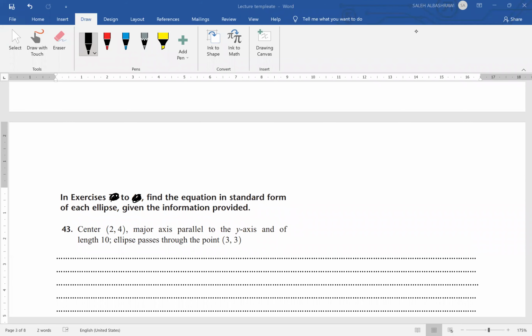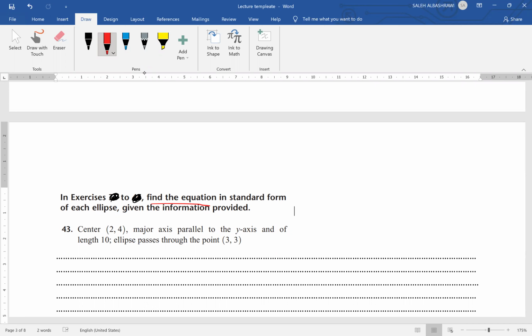Bismillah ar-Rahman ar-Rahim. Still we are discussing the ellipses. And in this part we are going to solve more examples of how to find the equation of the ellipse if we know some information about the ellipse. So again we need to find the equation in the standard form of each ellipse given the information provided.